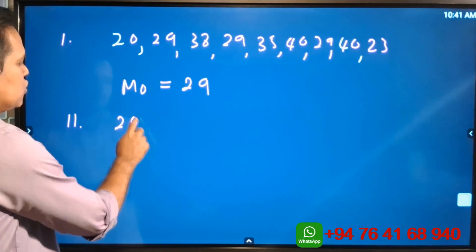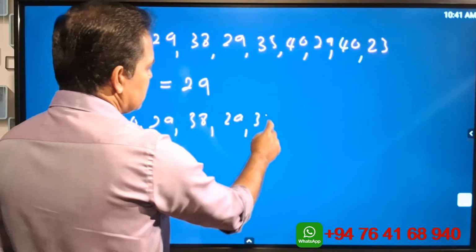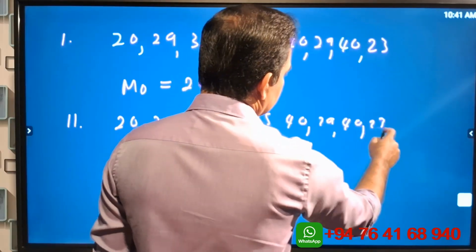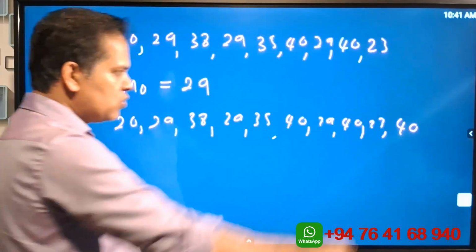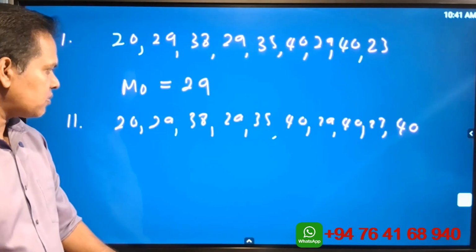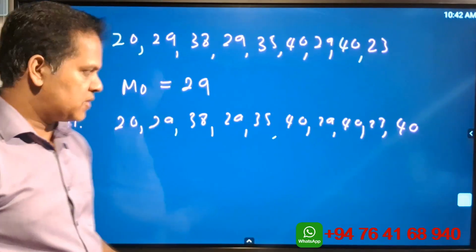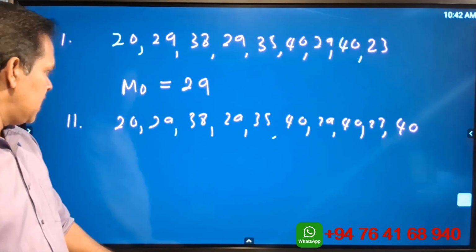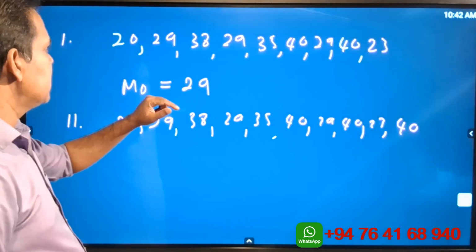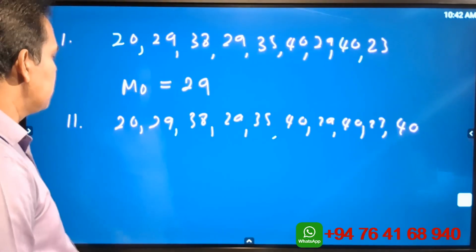Now look at this: 20, 29, 38, 29, 35, 40, 29, 40, 23, and after that 40. Now tell me the mode of this example. What is the mode? You know now, the mode is the most frequent term. Here we can see 29 three times. That's why 29 was the mode.